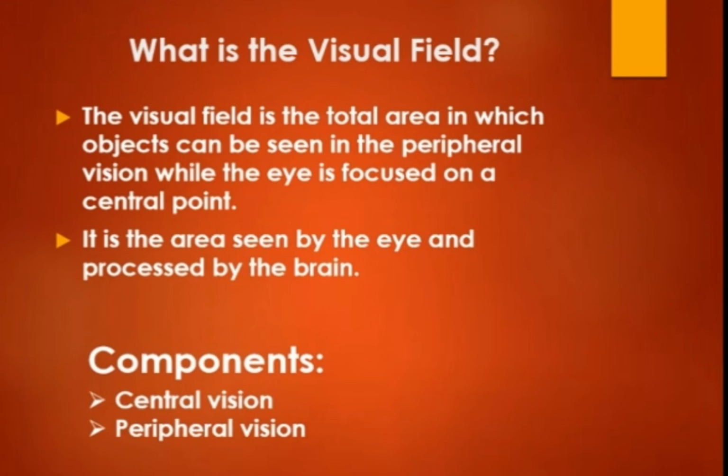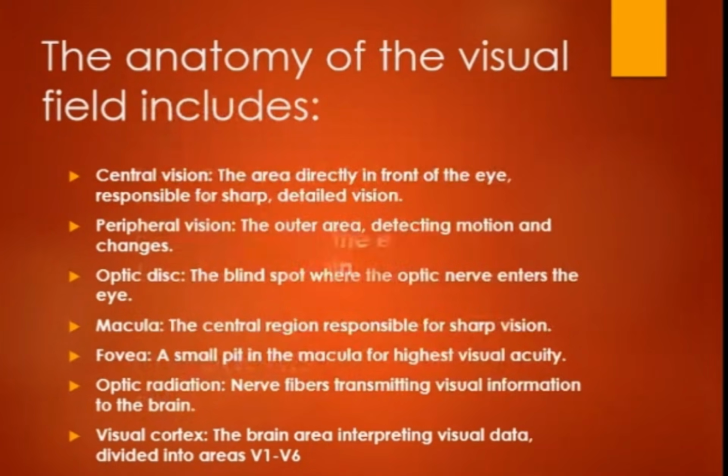I know you'll be wondering what visual field actually means. Visual field is the total area in which objects can be seen in the peripheral vision while the eye is focused on a central point. While looking straight ahead, of course, you can perceive things by the side, even though you're not seeing them clearly. So visual field simply means the totality of vision one can perceive while looking straight ahead. It is the area seen by the eye and, of course, processed by the brain. The visual field has two components, the central vision and the peripheral vision.